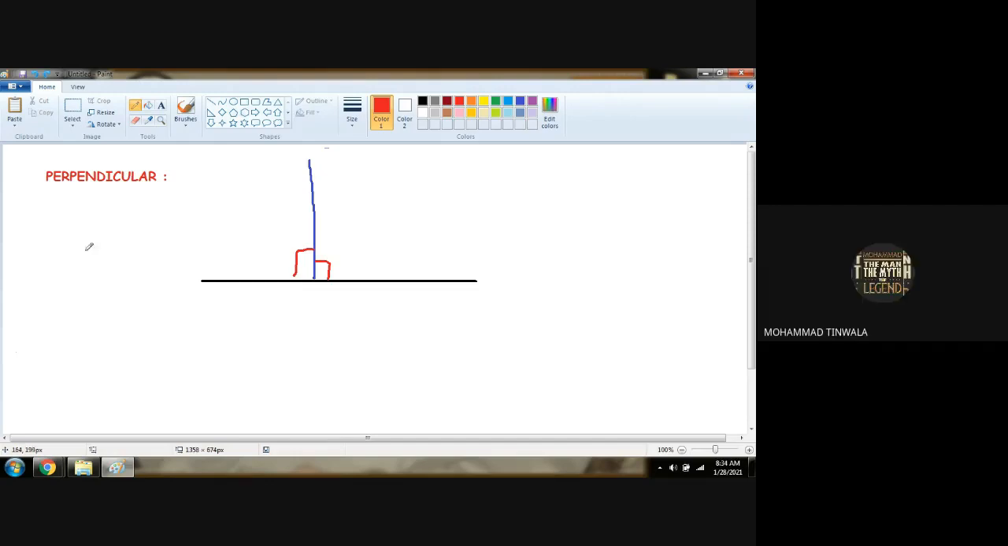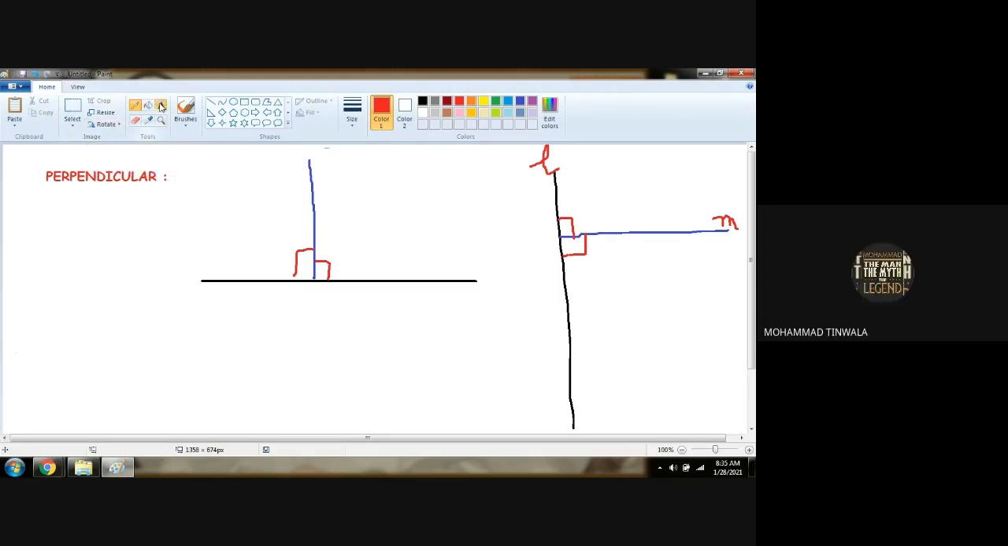It is not compulsory that the baseline be only this. The baseline may be this also, like this. And the other line may be forming from here to here also, like this. So even this is a perpendicular line. Do you understand? If this is, for example, line L and this is line M, then line M is perpendicular to line L. Are you getting my point?